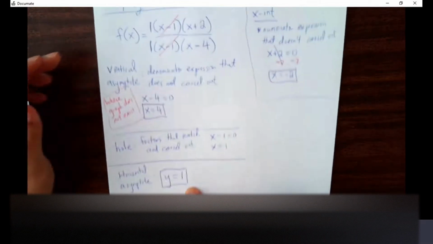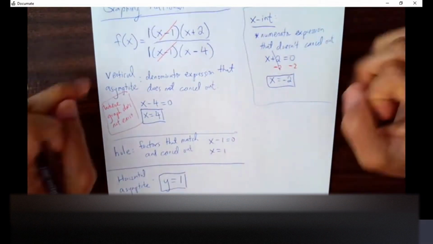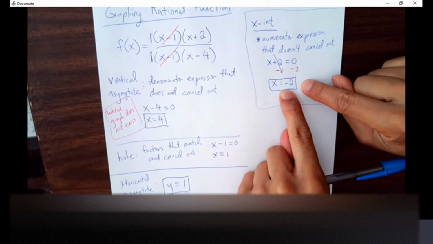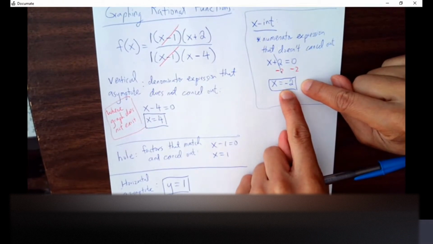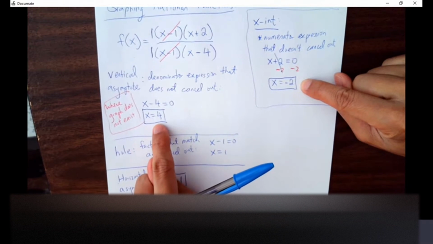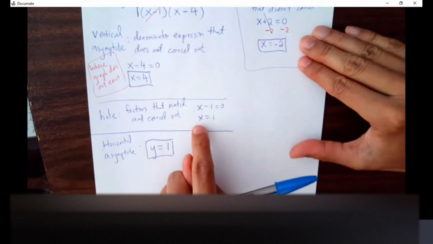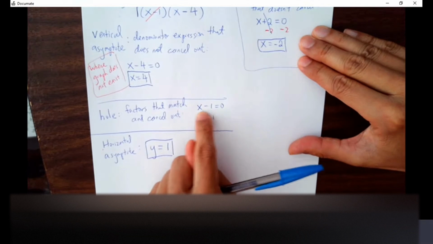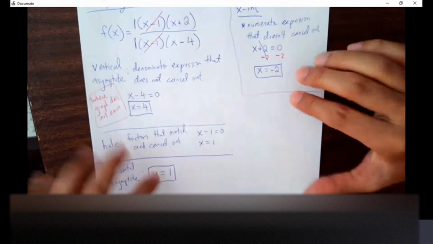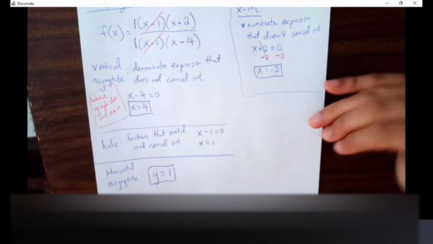Okay. So there's going to be a couple things coming together as we go to Desmos. We're going to have a point. We're going to be able to locate where the point crosses the x-axis. We're going to be able to figure out where the graph has a vertical asymptote. We're going to figure out that there's a hole at 1. And then there's also a horizontal asymptote at y equals 1. So I'm going to visually show you what these all look like on the graph.